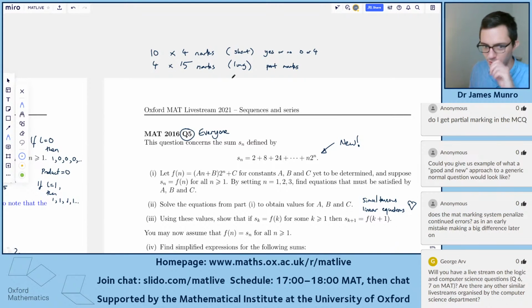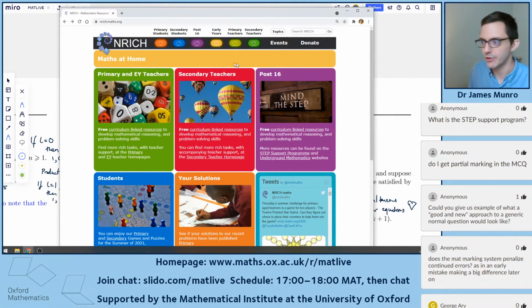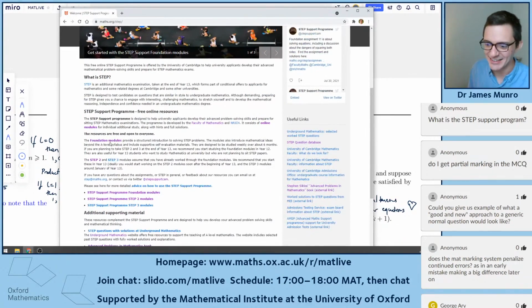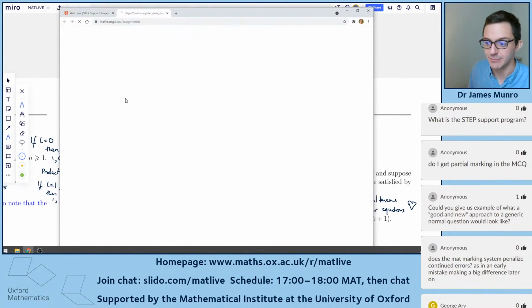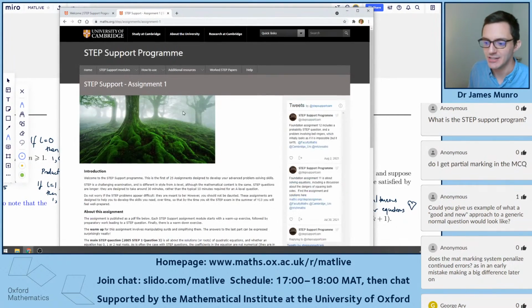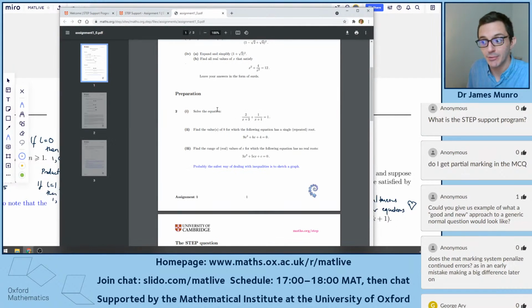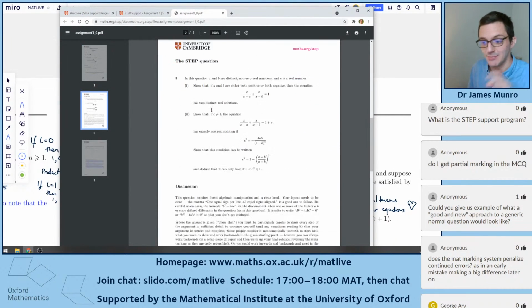What is the STEP support program? Do you want to know about the STEP support program? Yeah, let's go and look at it. Sounds fun, doesn't it? The STEP support program has these foundation modules, in particular. Well, it's got different modules. It's got assignments. The assignments work like having a warm-up problem, some preparation, and then some STEP questions.